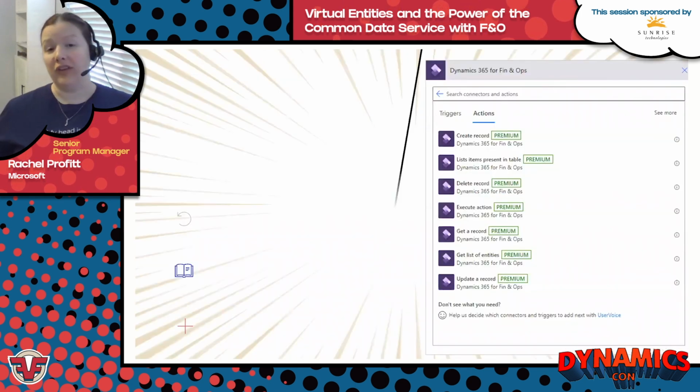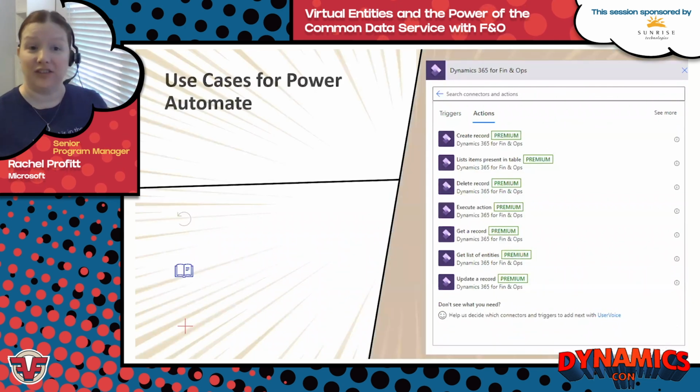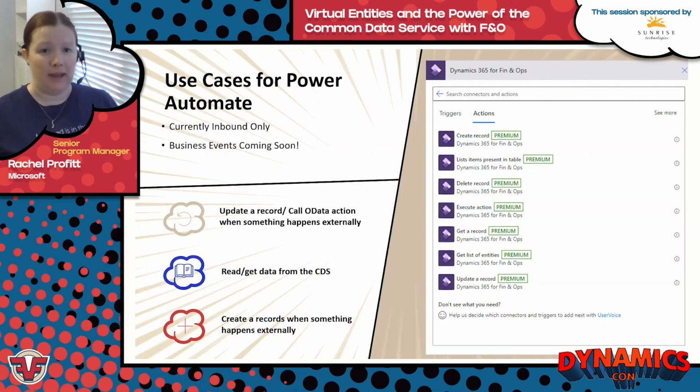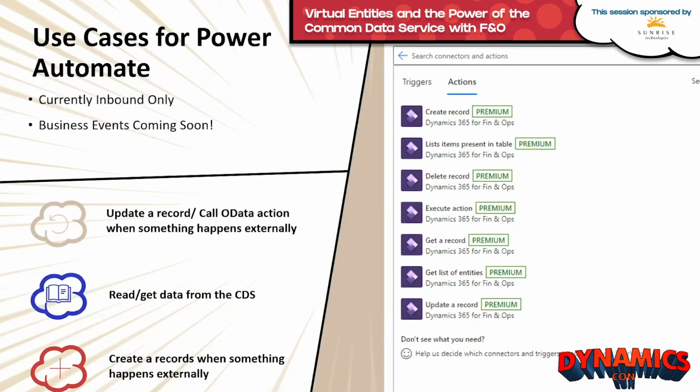So let's switch gears and talk a little bit about some use cases for Power Automate. It's important to note that right now with Power Automate, it currently only supports inbound scenarios. In other words, I can use those entities to create, read, or update records, but there are no triggers on virtual entities. And this is because the virtual entities do not support change tracking. So the screenshot that you see here on the right is the actions, and these are the actions that we talked about just a little bit ago.